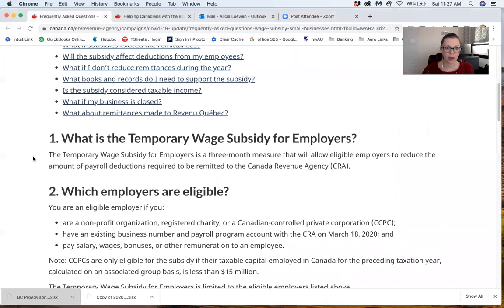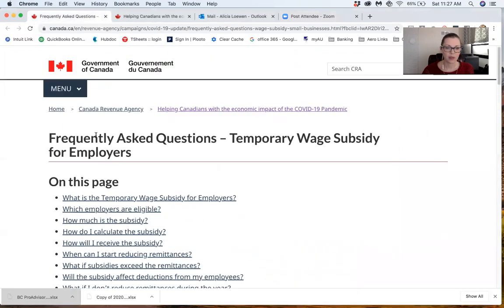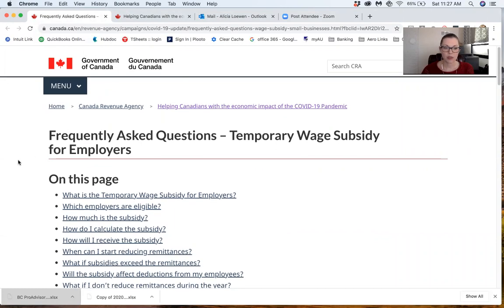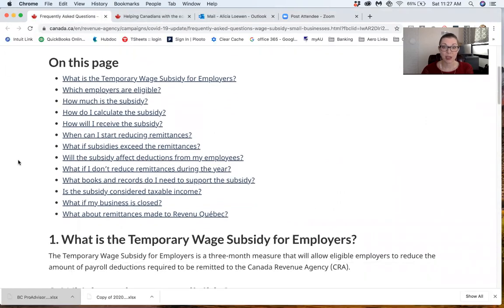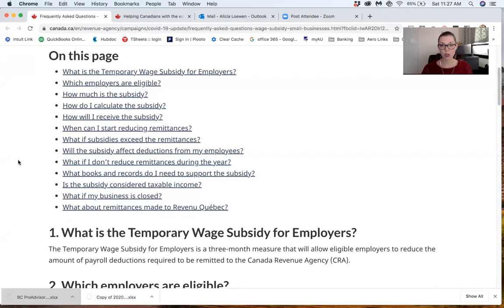So first of all, there's this on the Government of Canada website. We've got frequently asked questions about the temporary wage subsidy. And I wanted to run through this quickly and give a little bit of my own translation of what this could mean for you if you are an employer in Canada.